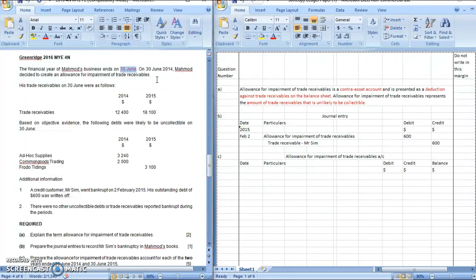Now remember that the allowance account has a closure of balance brought down. However, because we don't have any beginning balance, we will skip the balance brought down entry in the first year. Then what happens is we are to recognize these values down here: based on objective evidence, the following debts were likely to be uncollectible. Whenever you see the words likely to be uncollectible, this actually refers to your allowance amount.